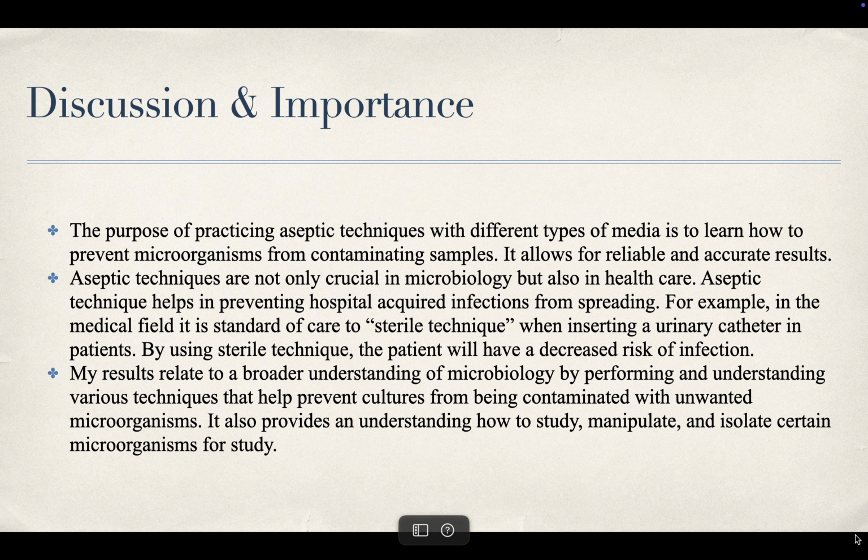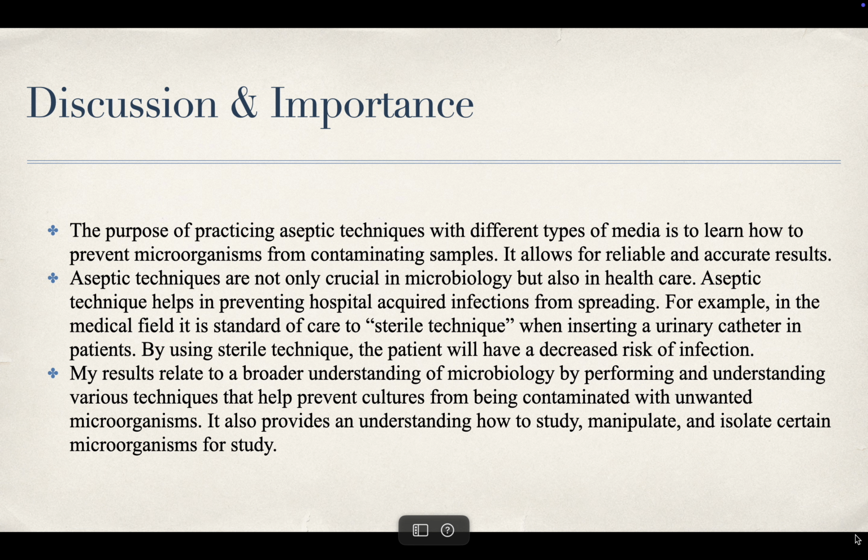For example, in the medical field, it is standard of care to use sterile technique when inserting a urinary catheter in patients. By using sterile technique, the patient will have a decreased risk of infections such as UTI. It is also standard of care to wash your hands when you're coming into a patient's room and when you're leaving a patient's room.